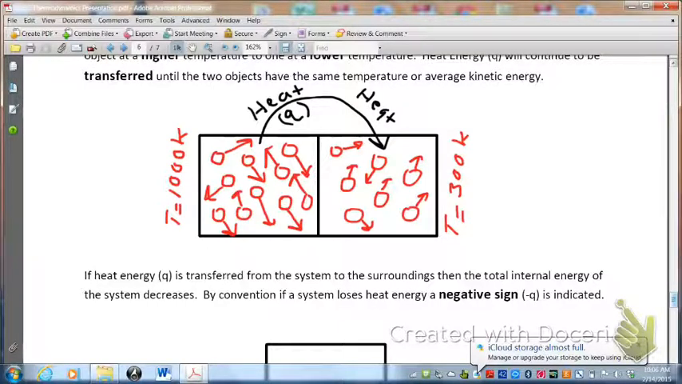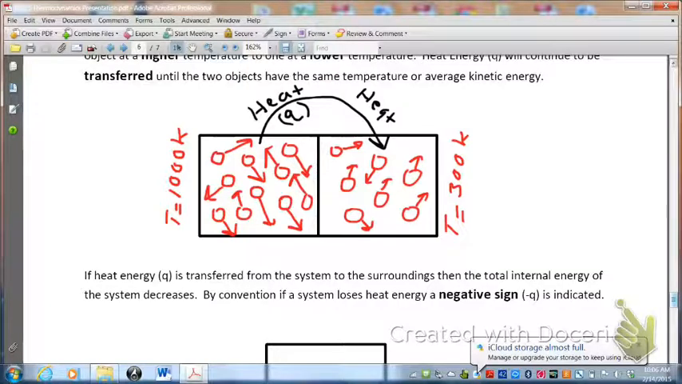Now you can think of this in relation to yourself. On a very cold winter day, when you go outside, you begin to feel cold because you are an object or a system that has a lot of heat energy. Your temperature is much higher than the temperature in the outside environment. So your body immediately begins to transfer heat energy to the outside environment. And when you start losing energy, you begin to feel cold.